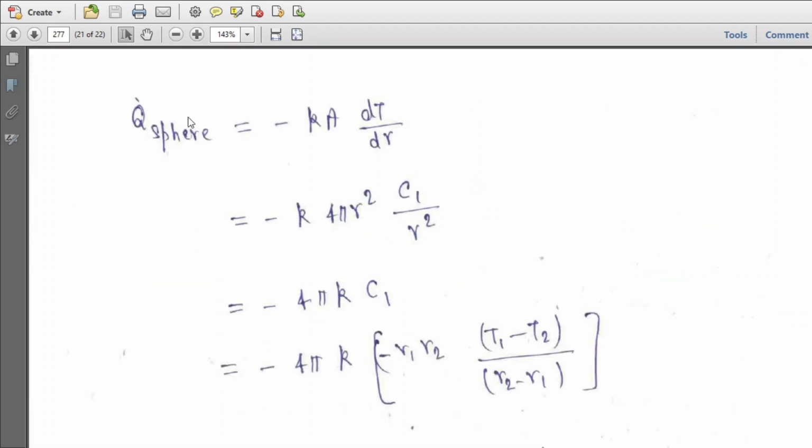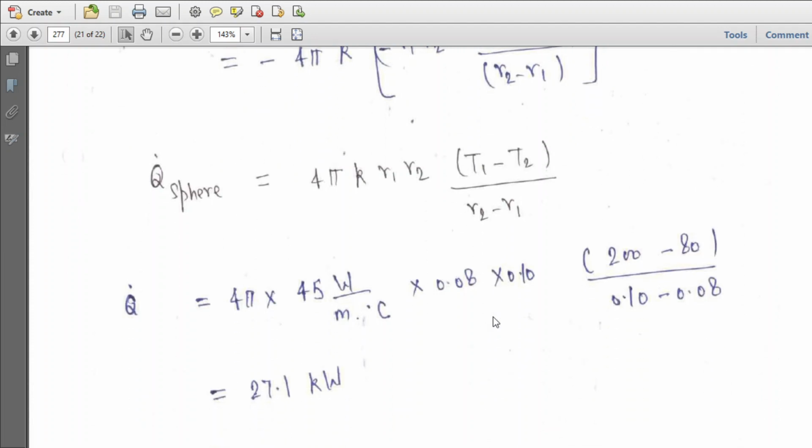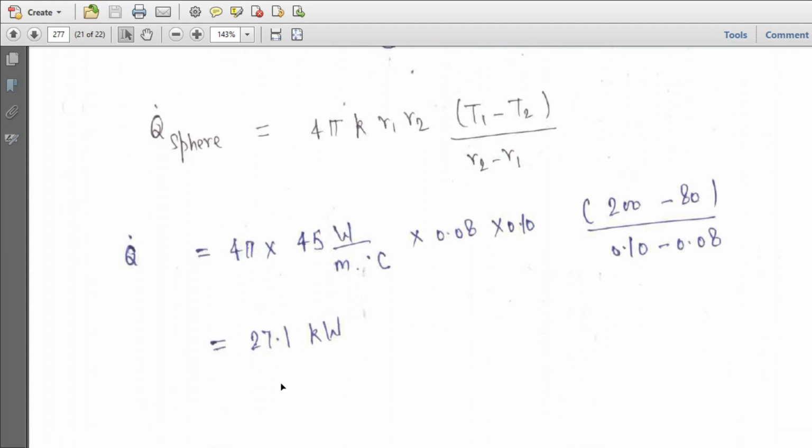Now the heat transfer rate in the sphere is minus k A dT upon dr. So from here, A is 4 pi R square and dT upon dr is C1 upon R square, so this is independent of R, the heat transfer rate. So minus 4 pi k C1. The C1 expression can be substituted here. So Q dot, the heat transfer rate in the case of the sphere, comes out to be 4 pi k R1 R2 (T1 minus T2) upon (R2 minus R1). Substitute the values, you will get 27.1 kilowatt.